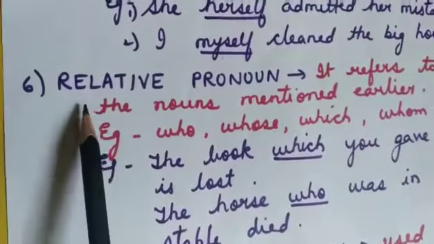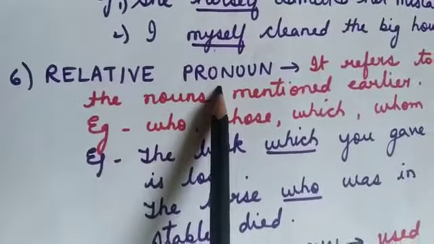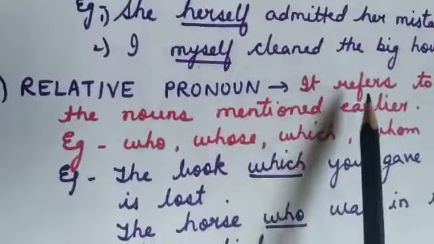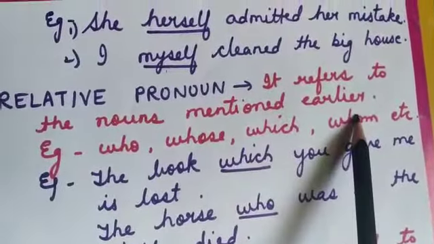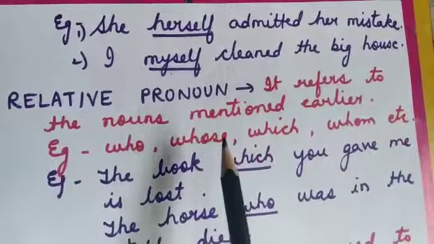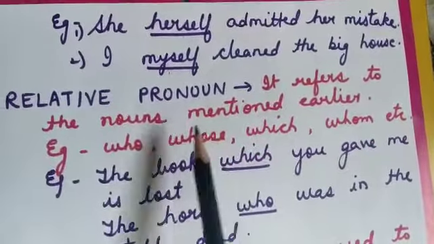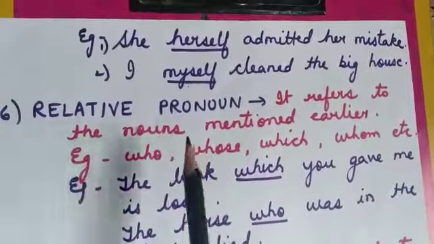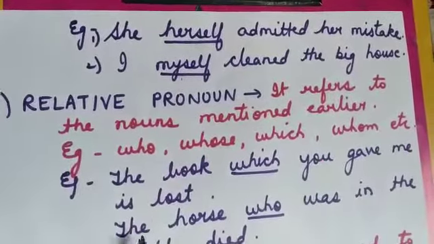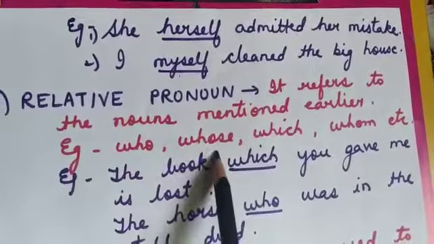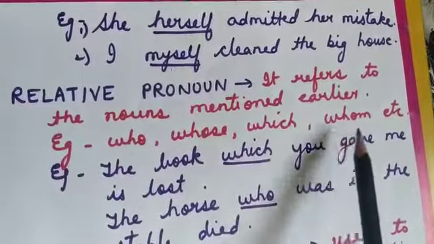Now coming to the sixth one, relative pronoun. It refers to the nouns mentioned earlier. Means if I have mentioned some nouns earlier, it is referring back to those nouns. Then those pronouns are called relative pronoun. Example, who, whose, which, whom, etc.